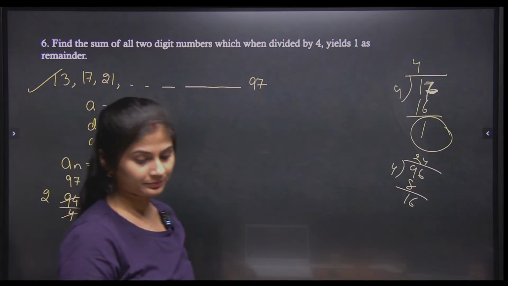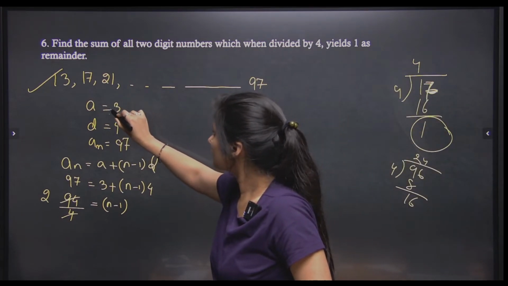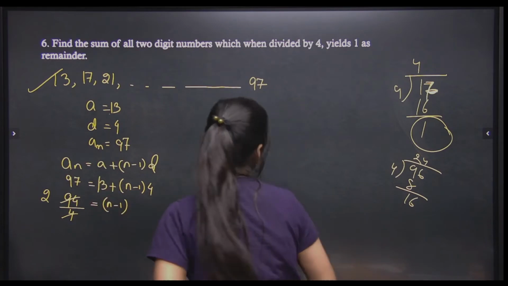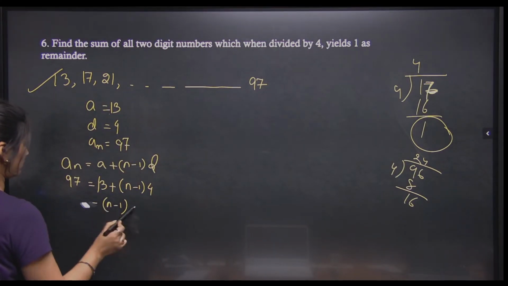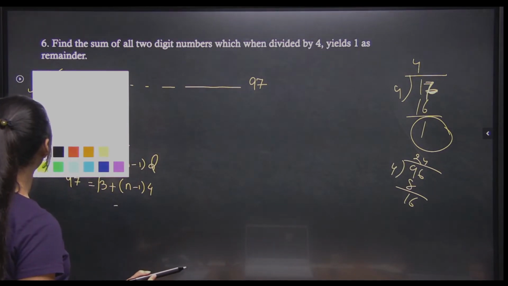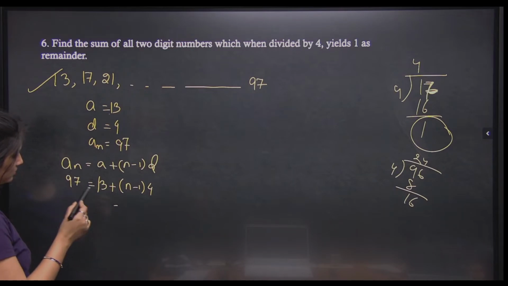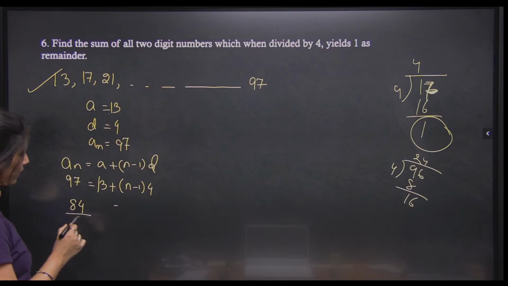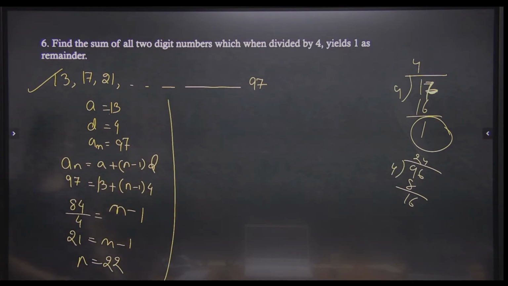Sorry, there is a small error. The first term is 13. So 97 minus 13 is 84. 84 by 4 is equal to n minus 1. So n is equal to 22. Got it? Okay, so we have the value of n here.